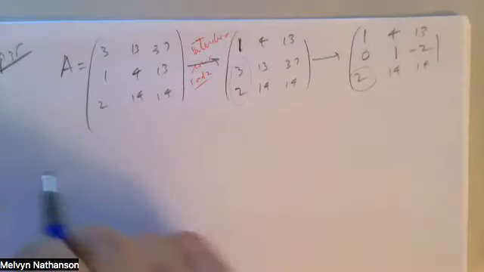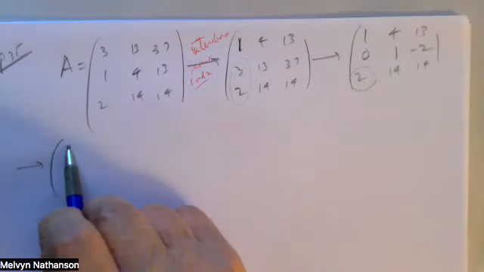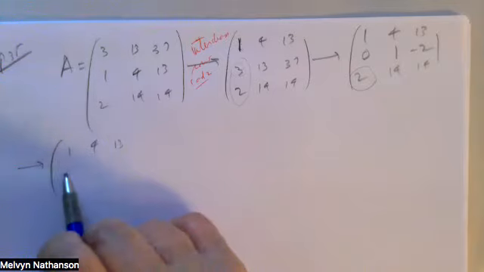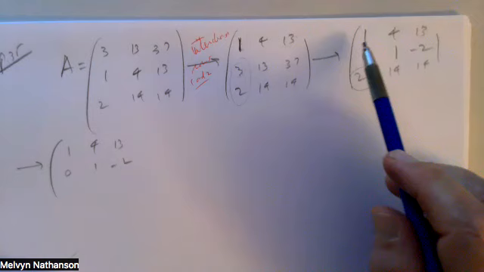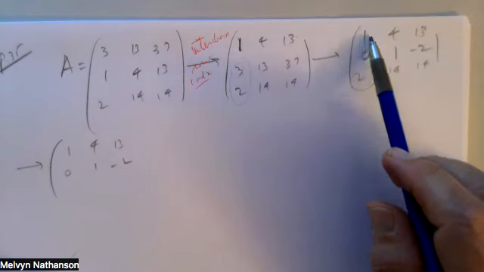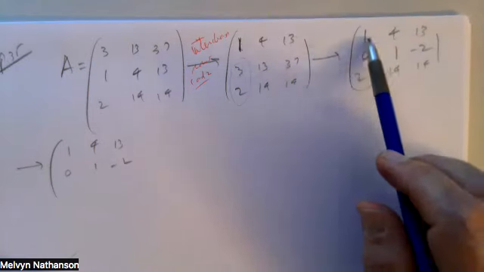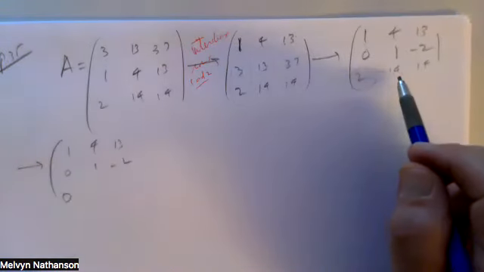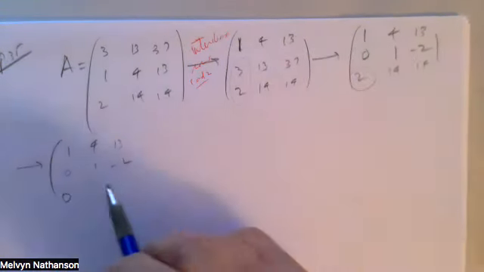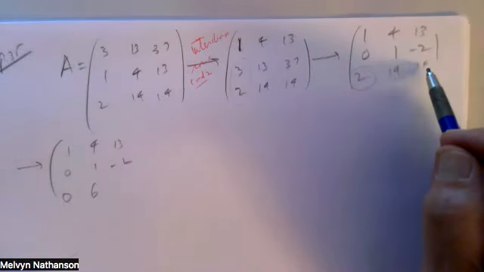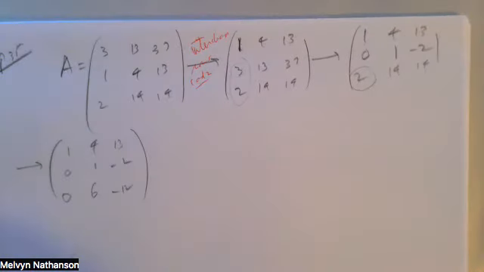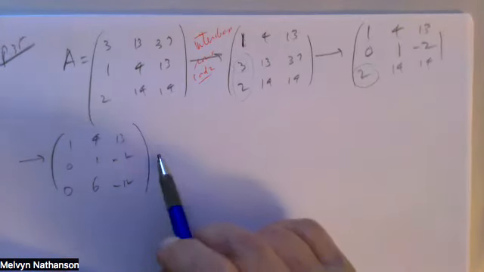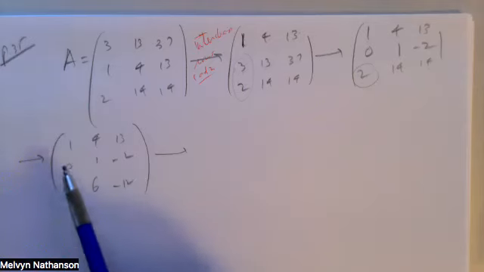Then I want to get a 0 here. So I have 1, 4, 13; 0, 1, -2. I can get a 0 here by subtracting 2 times the first row from the third row. 2 minus 2 is 0. 14 minus 8 is 6. 14 minus 26 is -12. So my first column is good. It starts with the 1, everything else is 0.